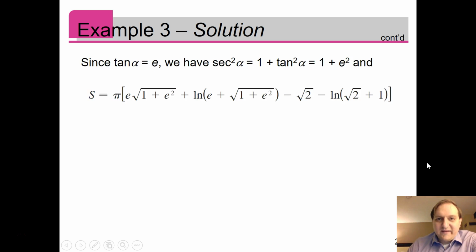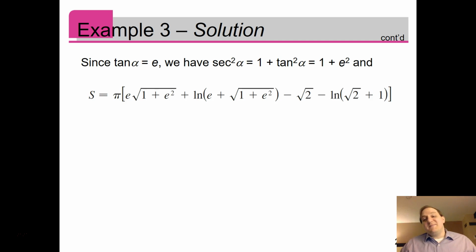Then we make that substitution. They did it a slightly different way, but I did it with the triangle, which was totally fine. And you get this lovely hot mess of a thing. This is the exact surface area, and you can see there's no way to simplify it. It's just that lovely hot mess.